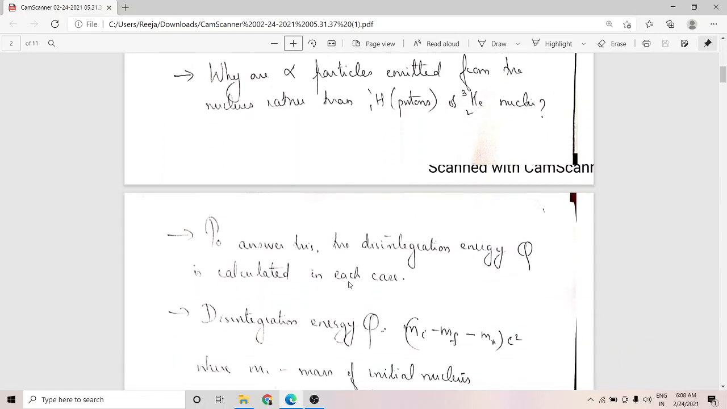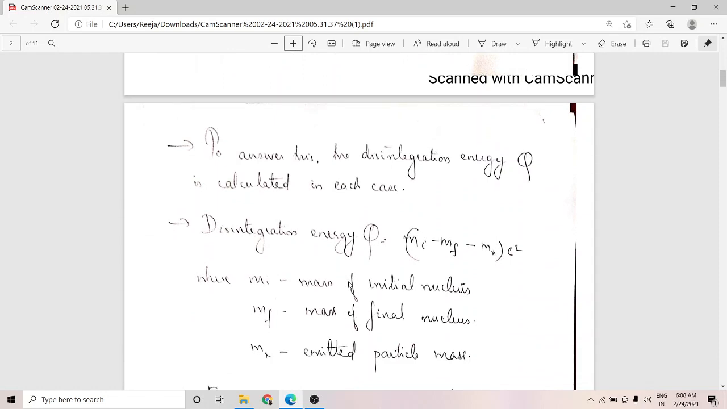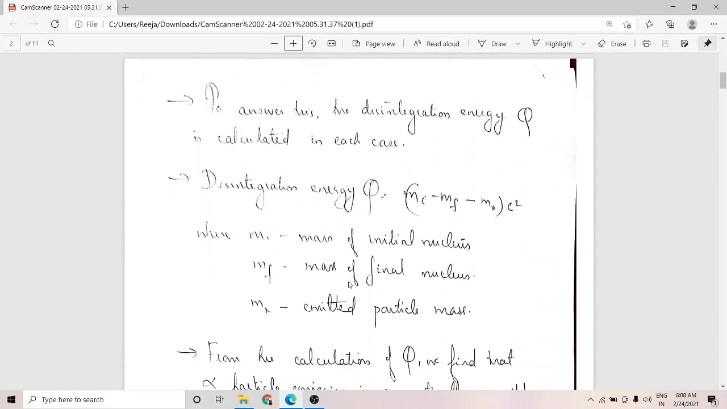To answer this question, the disintegration energy is calculated in each case. Now, what is disintegration energy? Disintegration energy Q is equal to Mi minus Mf minus Mx into C square. Mi is the mass of the initial nucleus, that is the parent nucleus. Mf is the mass of the final nucleus or the daughter nucleus, and Mx is the mass of the emitted particle, whether it is alpha or proton or 2He3 nuclei, etc.